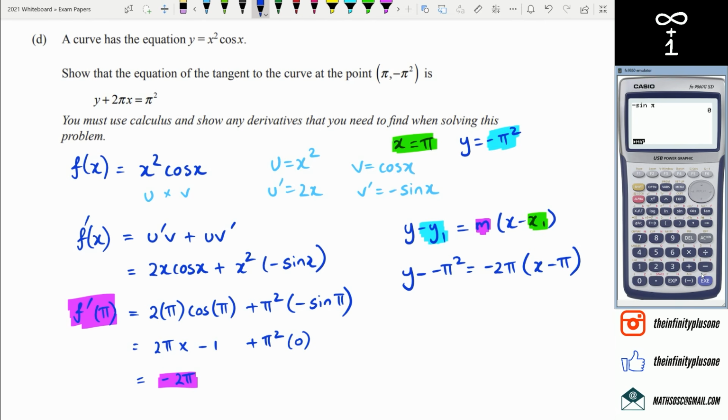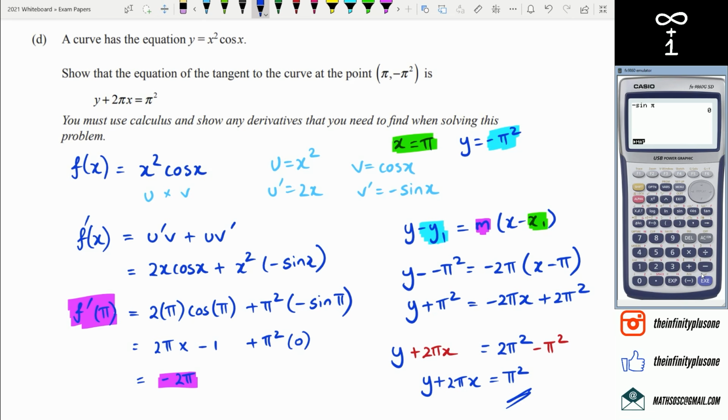So at this point, what we've got is we're going to have to simplify. So we got y plus pi squared equals negative 2 pi x plus 2 pi squared. And if you look at the original equation, we just got to bring all the pi squareds to the right-hand side and everything else to the left-hand side. So we're going to get y plus 2 pi x equals 2 pi squared, take away pi squared. And now this kind of nicely simplifies to the equation that we actually want.